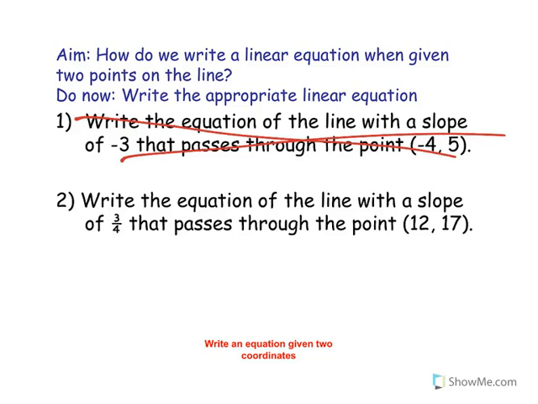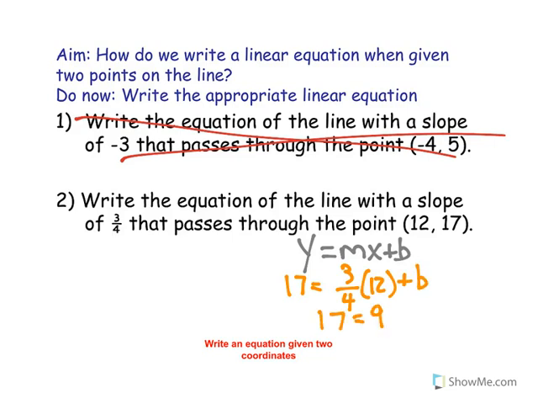It says write the equation of a line with a slope of 3/4 passing through 12, 17. So I'll write my equation of a line and fill in all my information. My slope is 3/4, my x-coordinate is 12, my y-coordinate is 17, I'm looking for b. So 3/4 of 12 is 9. So it gives me b is equal to 8. So when I put it all together, I get y equals 3/4 x plus 8.